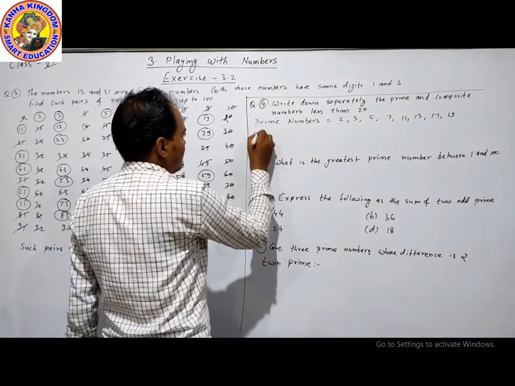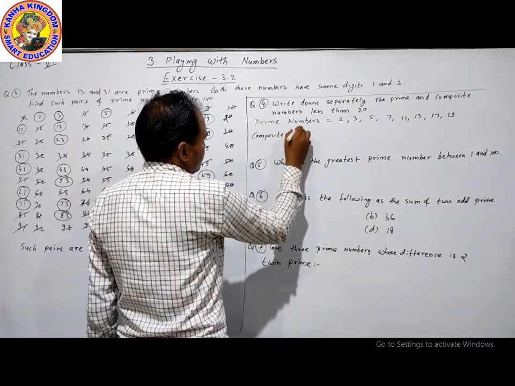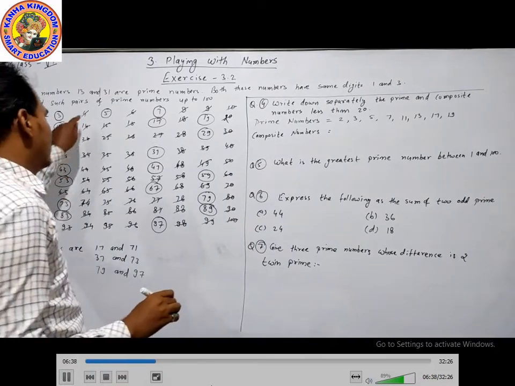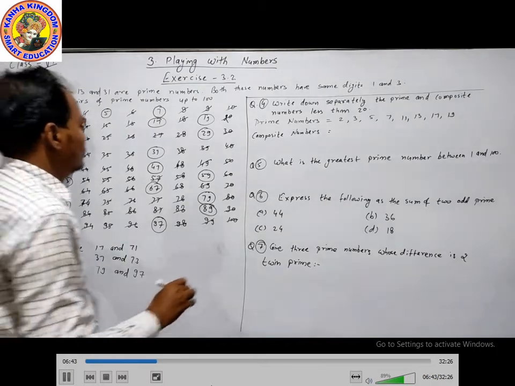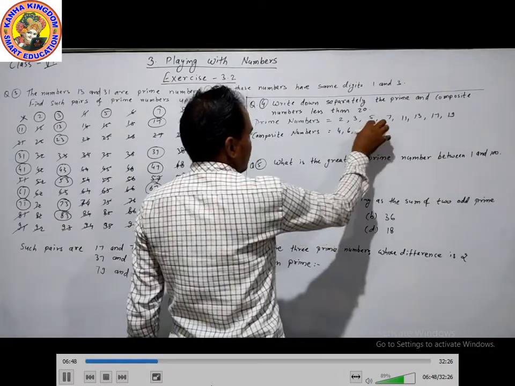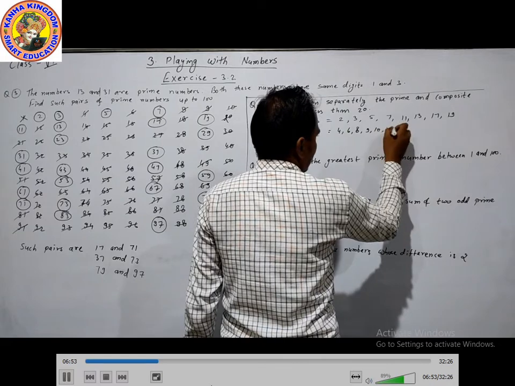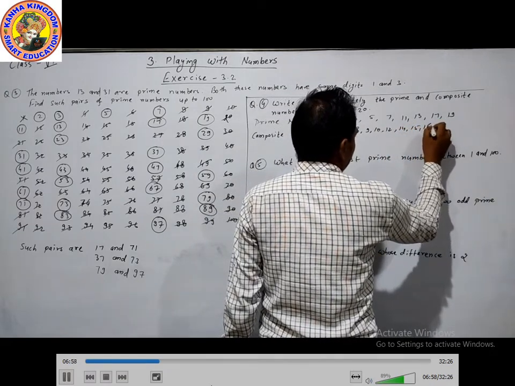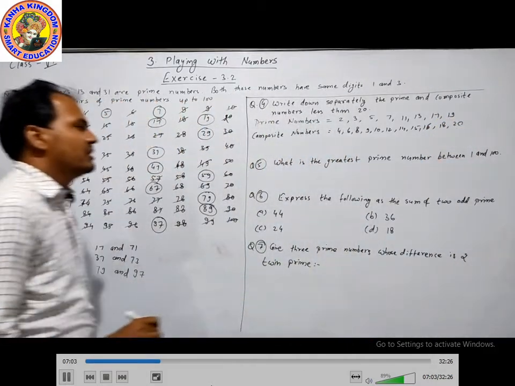And then composite numbers. One is not an even or prime number, so one is out of this table. Now 4, 6, 8, 9, 10, 12, 14, 15, 16, then 18, and 20. These are composite numbers.